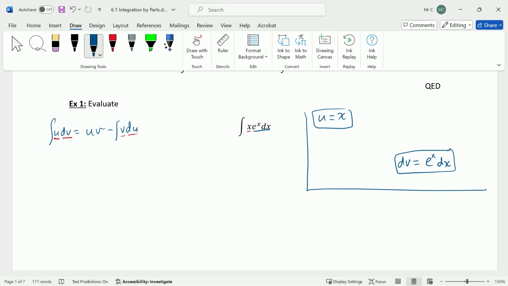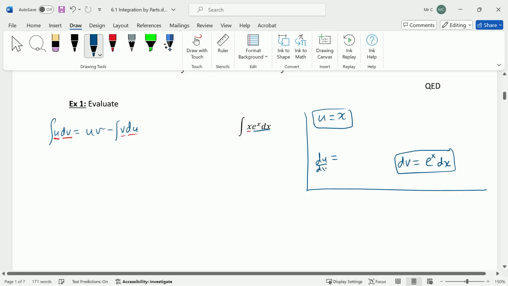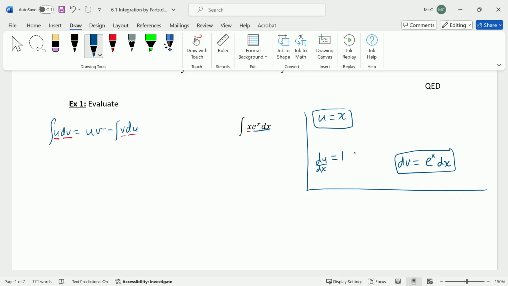And now I have to compute what's du and what's v. Well, du is simple. The derivative of x is 1, so du is 1 times dx, right? Now remember, this is a bit of a shortcut. We're saying du/dx is 1, and then I'm multiplying dx across, so du is just dx. But we usually skip straight to having the dx on the right side here, because what we're trying to replace is that dx expression.